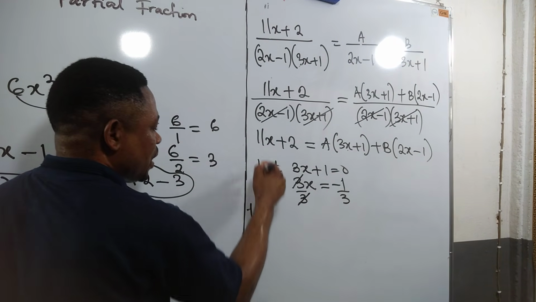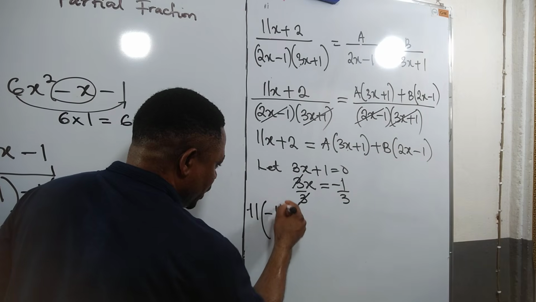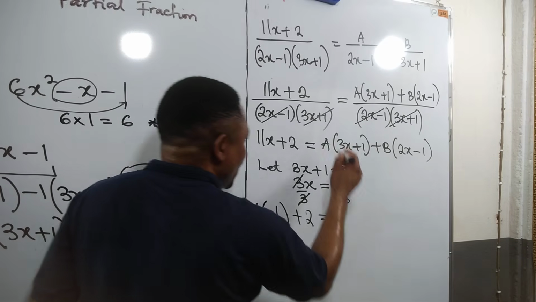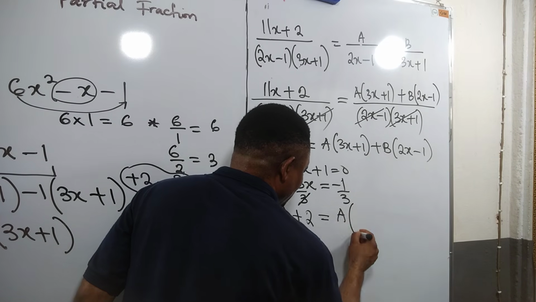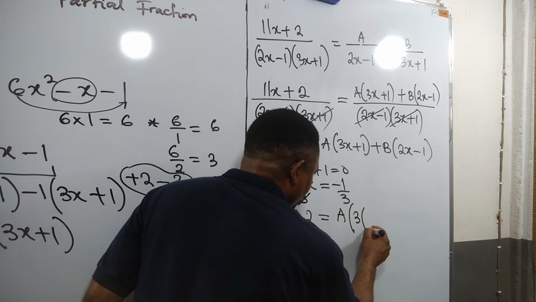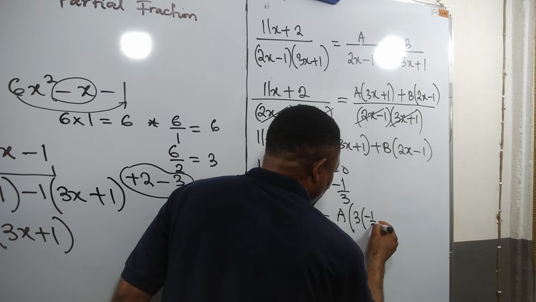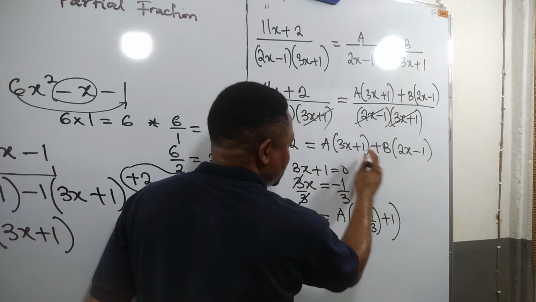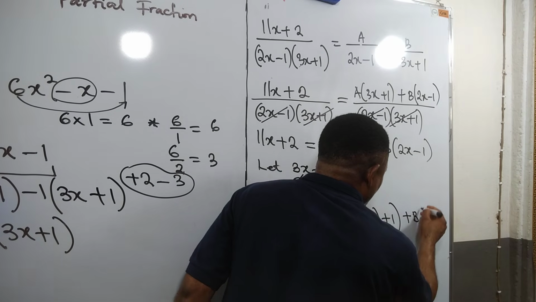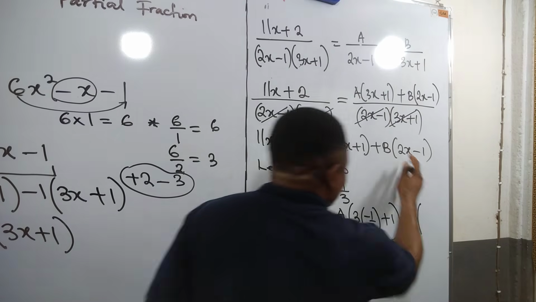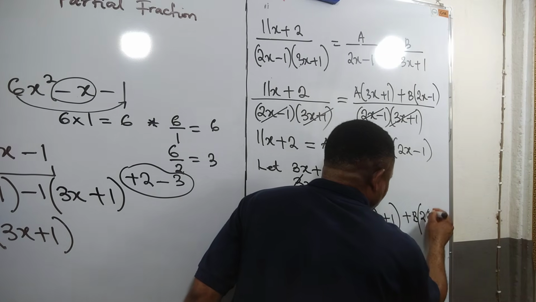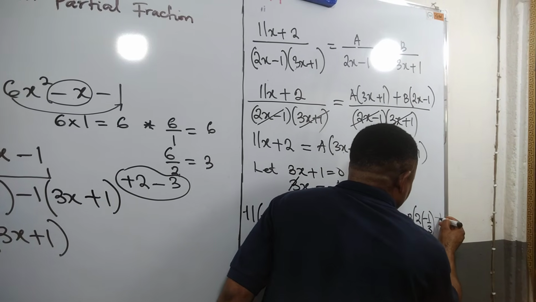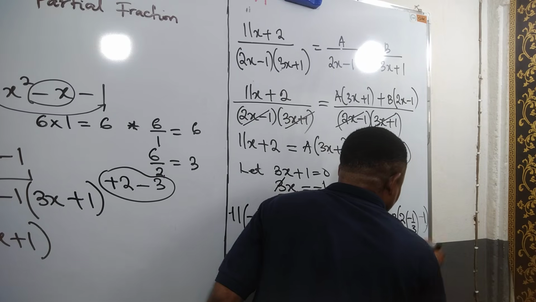Yeah, let's go. This is 11. I have seen x. What is it? Minus 1 over 3. Close the bracket. Then plus 2. Are you there? Then equal to. Look at this one, A. Are you there? Bracket. I have with me 3. Open the bracket. What is x? Minus 1 all over 3. Close the bracket. Then plus 1. Close the bracket. I'll move over to plus B. Open the bracket. I have seen 2 followed by x. What is x? Minus 1 over 3. Close the bracket. Then minus 1. Close the bracket. Are you with me now?